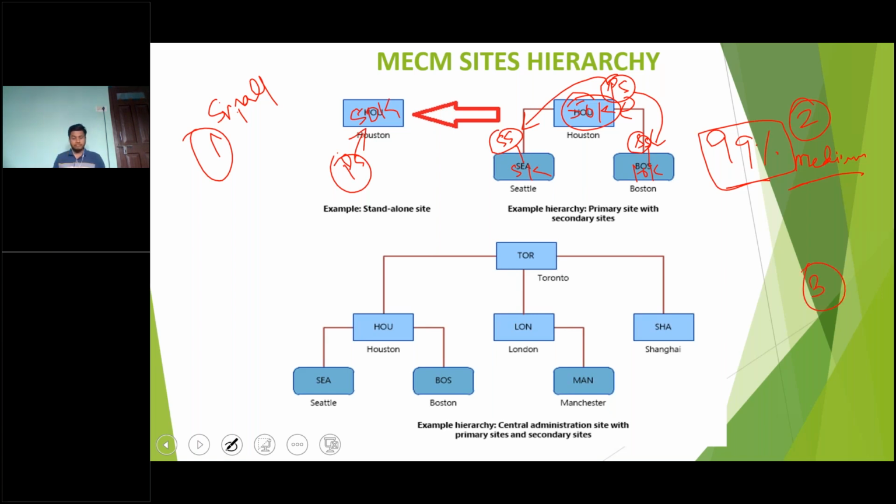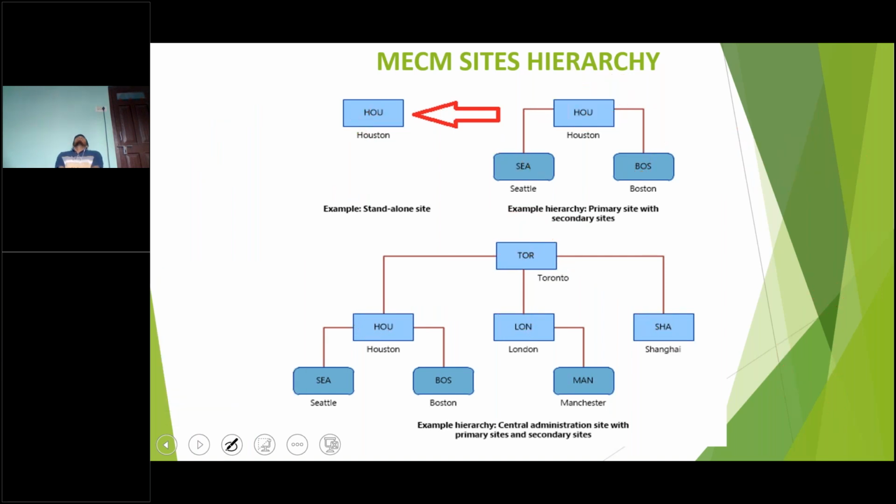But if you have a big organization, very rare kind of deployment, but you might see this kind of deployment in a big organization, wherein you will have more than one primary. Let's say primary 1, primary 2, and primary 3, and all of them will report to a CAS server. CAS is what? It's a central administration site sitting on the top of the hierarchy. So these are the three architectural diagrams for small size companies, medium size companies, and big organization.